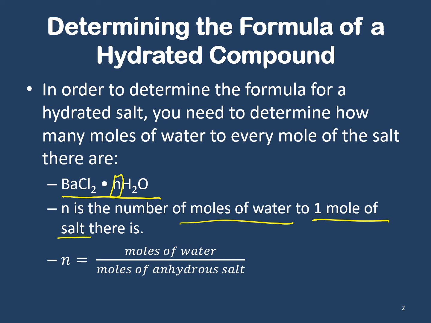So what we need to do is we need to know moles of water, and we need to divide that by the moles of the dehydrated salt. Now, if we determine the mass of water using molar mass, we can get moles of water. And if we know how many grams of dehydrated or anhydrous salt there is, we can use the ionic compound's molar mass to get moles of it, and then divide to get N. So let's do an example problem.